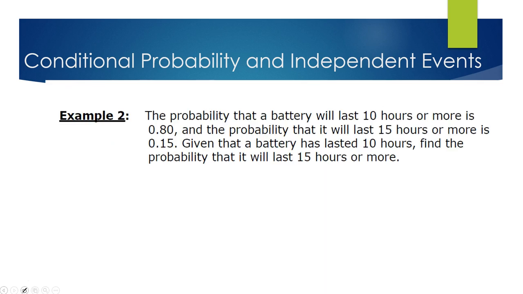For example 2 here, some backwards working and maybe some diagrams will help you with this one. The probability that a battery will last 10 hours or more is 0.8. The probability that it will last 15 hours or more is 0.15. Given that the battery has lasted 10 hours, find the probability that it will last 15 hours or more. So I want you to take a moment, figure out what that probability is, and then we'll go over this.